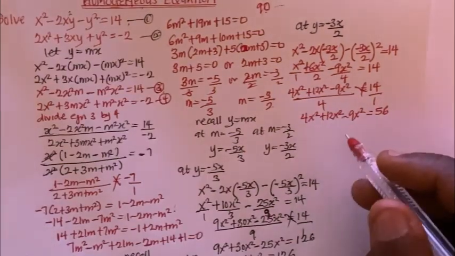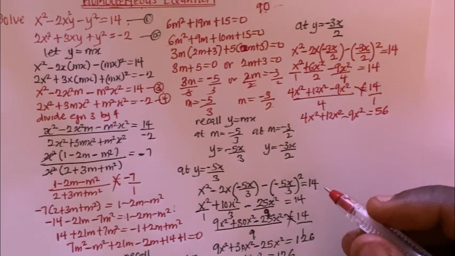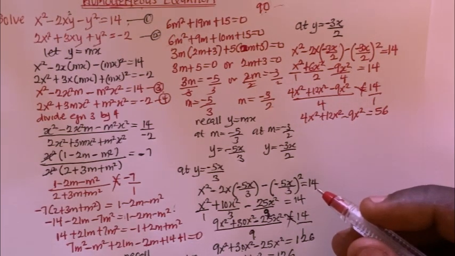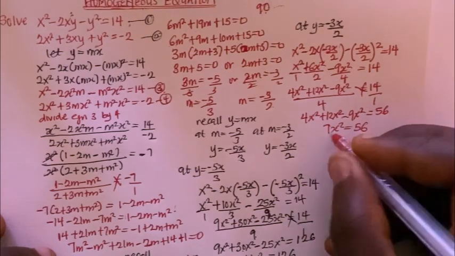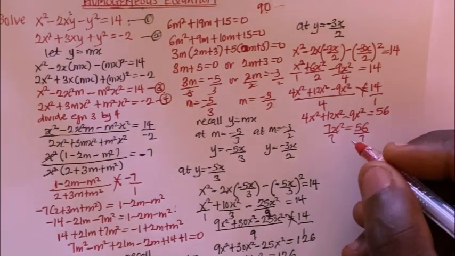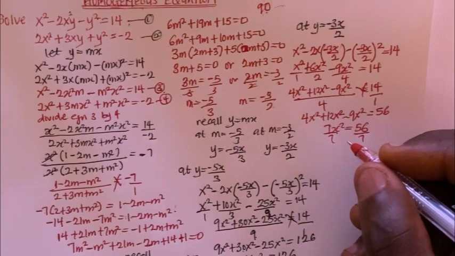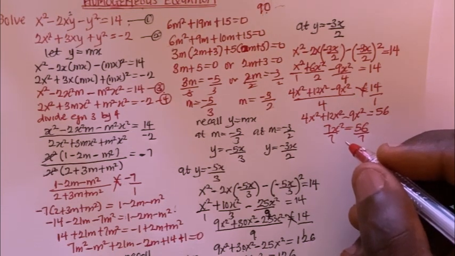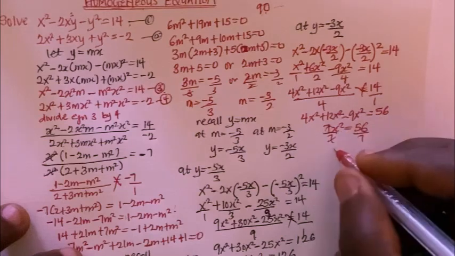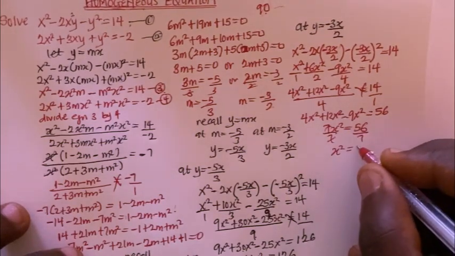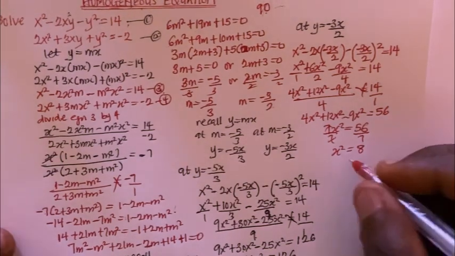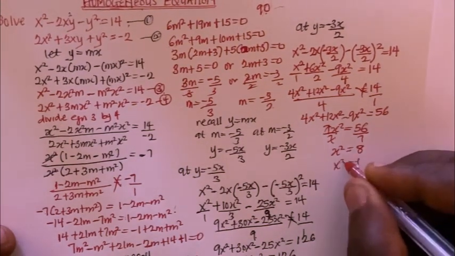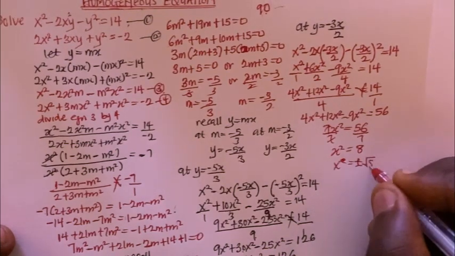Then let's go ahead and add everything together. 4 plus 12 is 16, then minus 9 gives us 7. So here I'm going to have 7x squared equals 56. Then divide by 7, so we are going to have 56 divided by 7, that equals 8. So here I'm going to have x squared equals 8. So after that, we're going to have x equals plus or minus root of 8. That's just it.